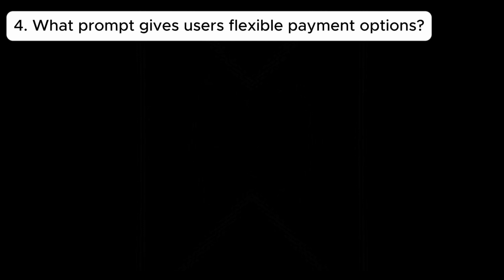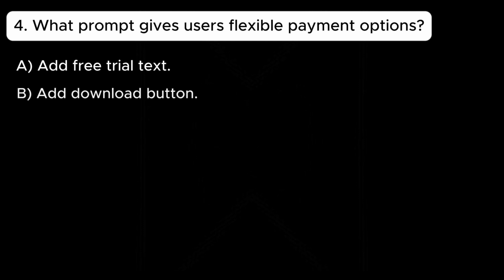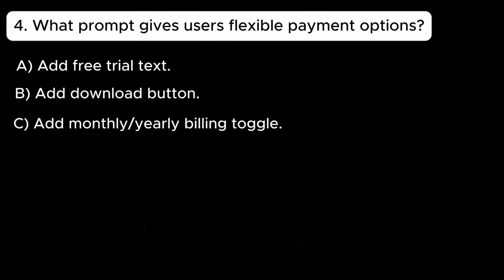4. What prompt gives users flexible payment options? A. Add free trial text. B. Add download button. C. Add monthly, yearly billing toggle. D. Use one-time payment only.